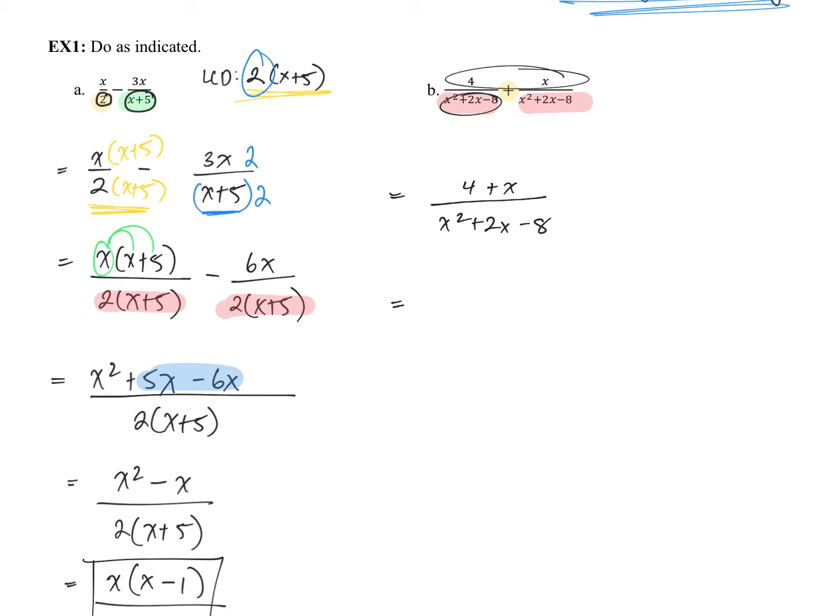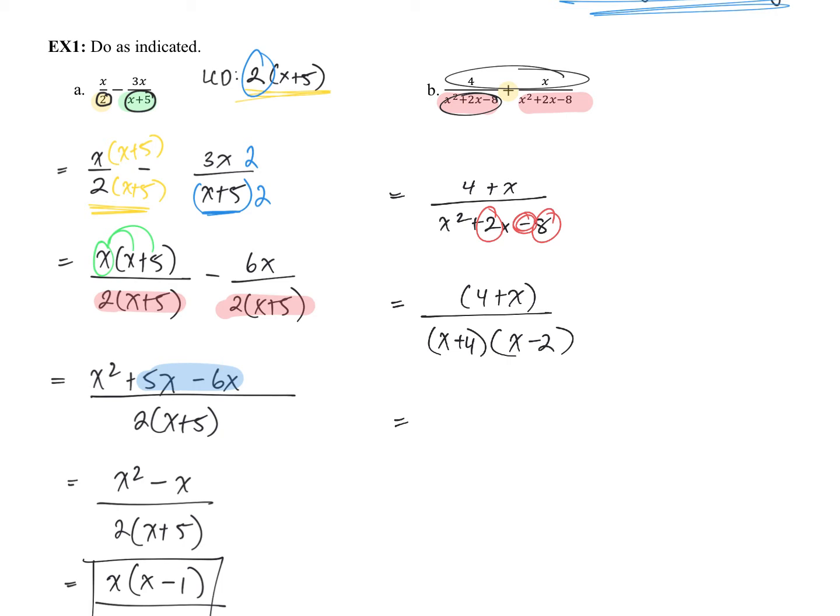Now the last thing to do is to just see if the bottom factors, and then if we can cancel anything. So let's see, in the denominator, what do we need? Well, we can factor that. Let's see. Factors of 8 that make 2. Well, 2 times 4, I can subtract that and get the 2. So I have x plus 4 and x minus 2.